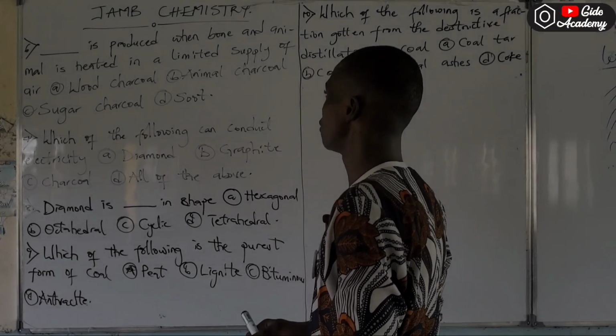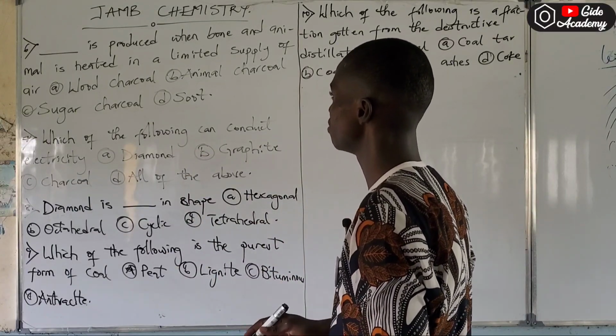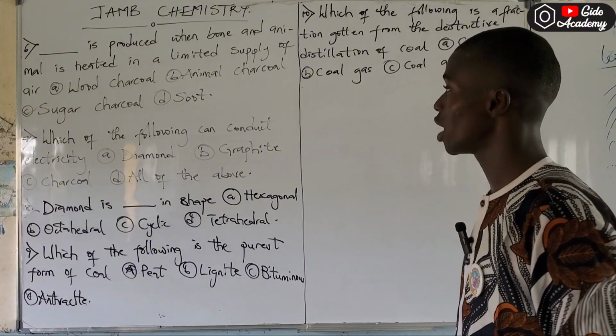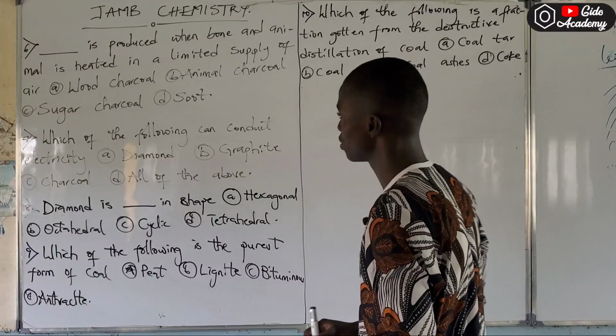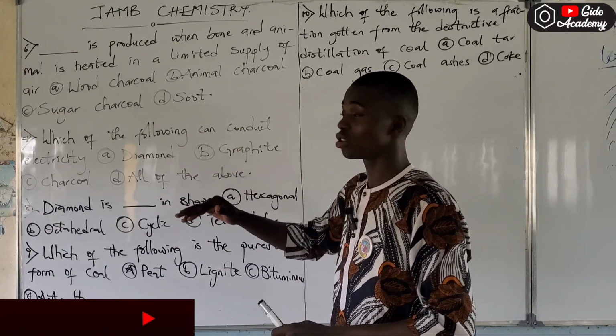Welcome back. The sixth question we have there says, dash is produced when bones of animals are heated in a limited supply of air. Option A, we have wood charcoal. Option B, we have animal charcoal. Option C, we have sugar charcoal. Then option D, we have soot. Now let me explain all the options.